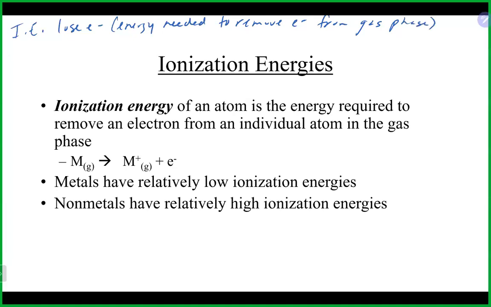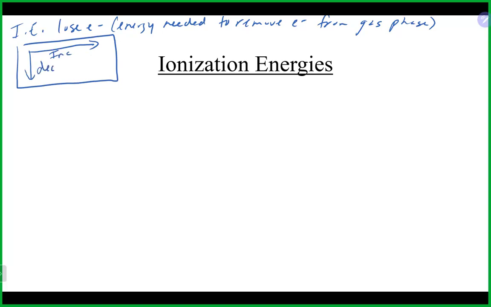By the way, the general trend for first ionization energy is that it increases as you go up and to the right, and decreases as you go down. Just like everything else, electrons are actually lost one at a time. They don't all just drop off at once.